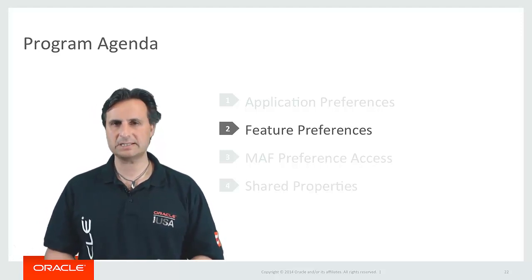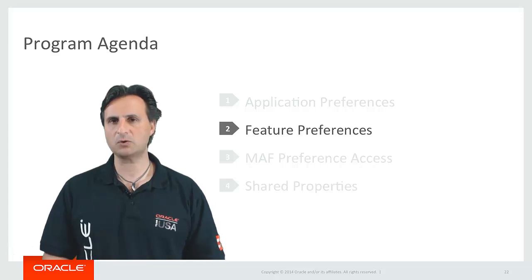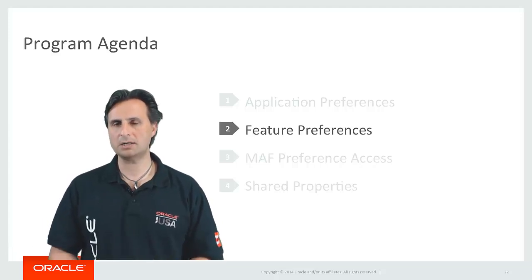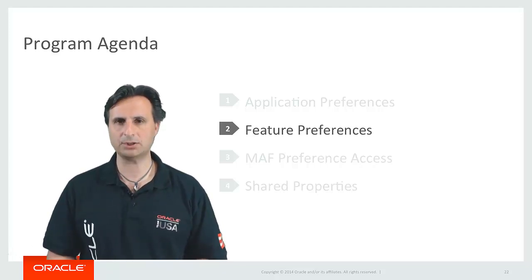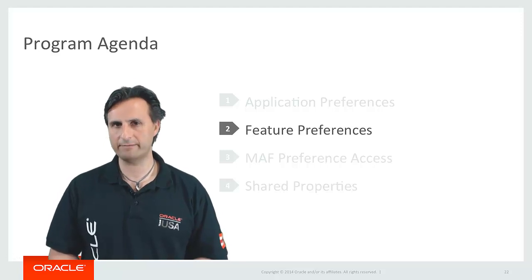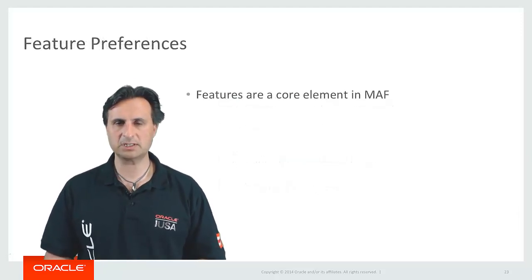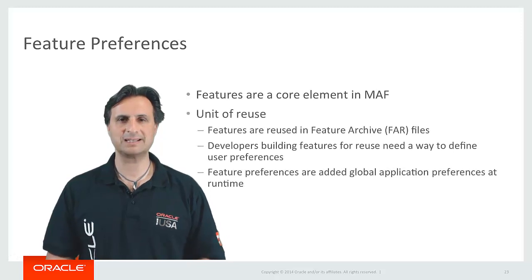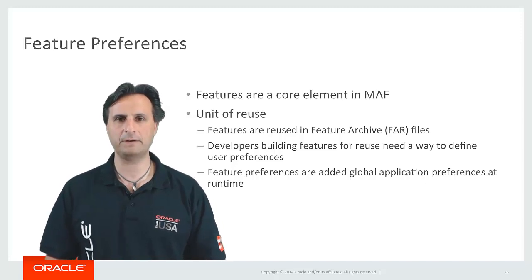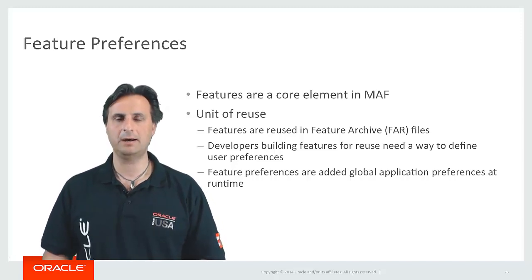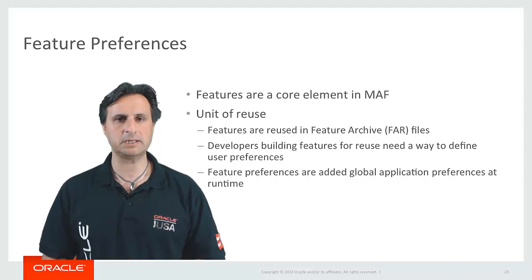Feature preferences is the second thing to talk about, and this goes back into architecting mobile applications in MAF. Now, reusable units, that's features, right? So it's a key element, and we can't stress it enough that when you design mobile applications you should think feature and functionality and not just try to go for a monolithic approach.